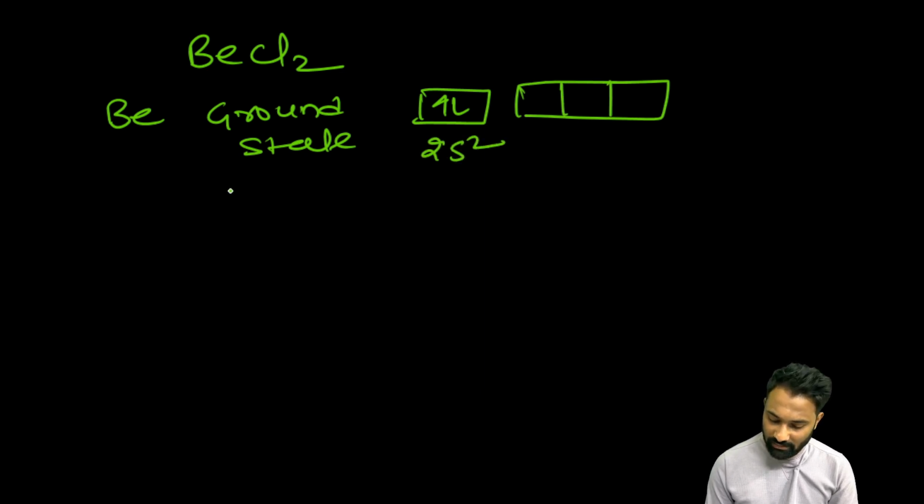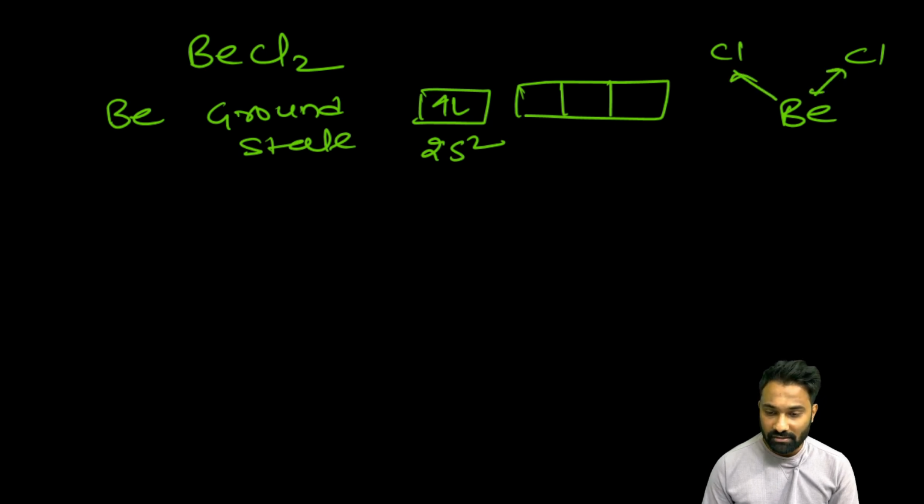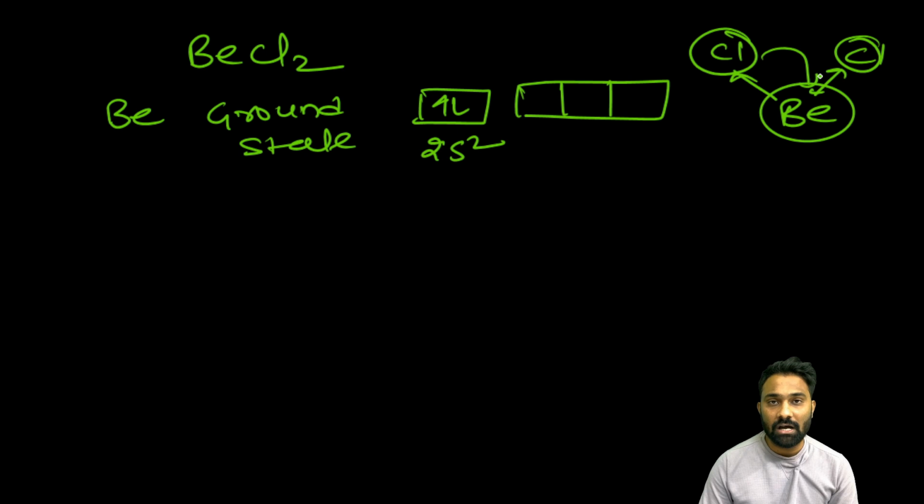Clear? Then this beryllium has a completely filled orbital, but two chlorines are coming to form the bond. Then what will happen? This chlorine and this chlorine will repel. Due to that repulsion, that energy will be utilized by the central beryllium atom and it will excite this electron to the empty p orbital.